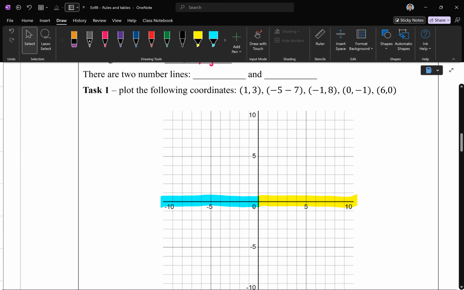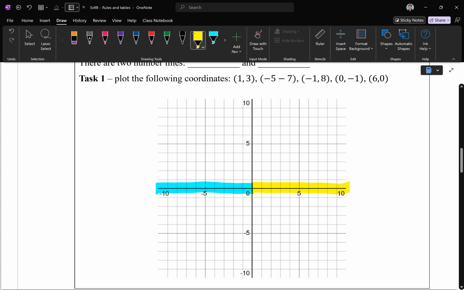When it comes to coordinates, boys, you're doing it again. Don't be disrespectful. And if you can't be quiet, I'm going to ask you to go outside. Okay, so here we go.